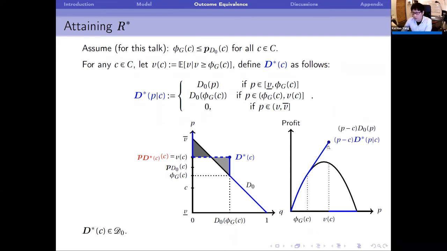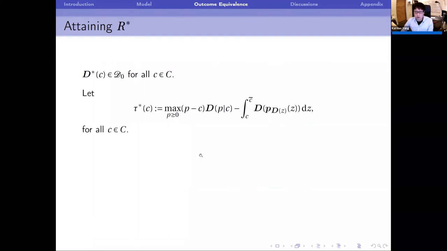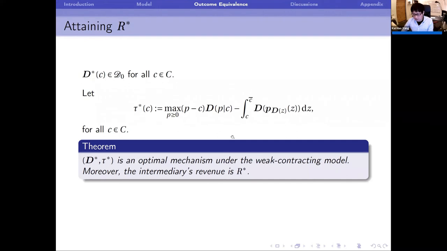Now from this profit function, we can see that the optimal price of the seller with cost C is indeed V of C. Now, why is this useful? Well, it means that under D star of C, the buyer is going to buy if and only if the value is above V, and they're going to buy exactly at price V of C. That's the desired outcome we want to attain. So let me keep this D star and move it up and use the revenue equivalence formula to back out the transfer. Here's the optimal mechanism, and that mechanism attains revenue R star.